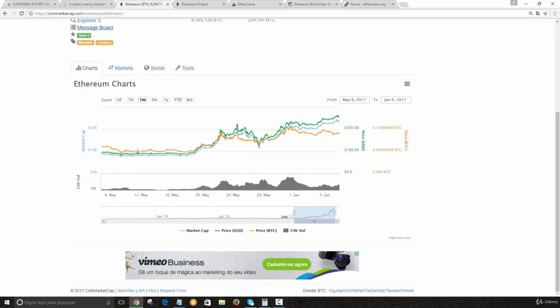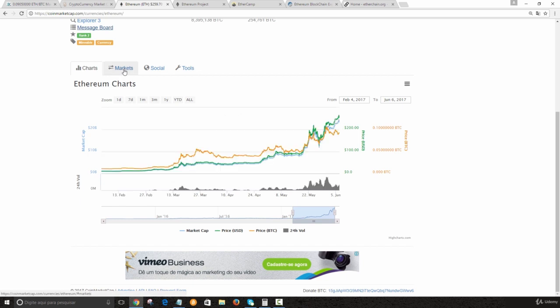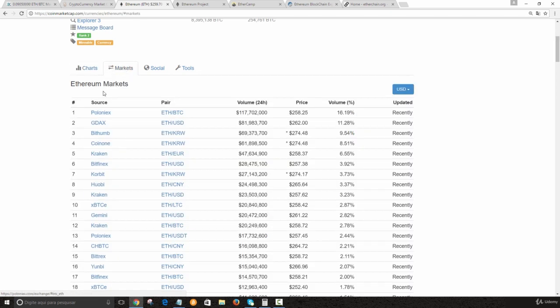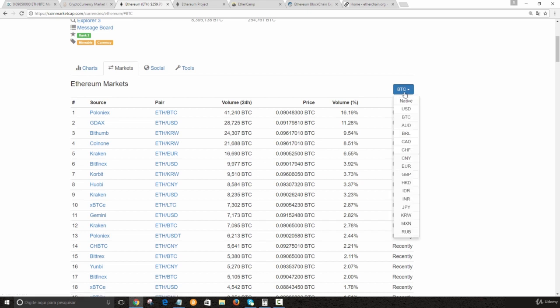So these are the charts. You can zoom in, zoom out. So let's go to the market menu. Okay, so I got it. I understood that Ethereum is a very good cryptocurrency to invest in. So I know that this currency will, in the next, let's say, 6 months, hit the mark of $500. But where do I buy it? So let's check the markets.